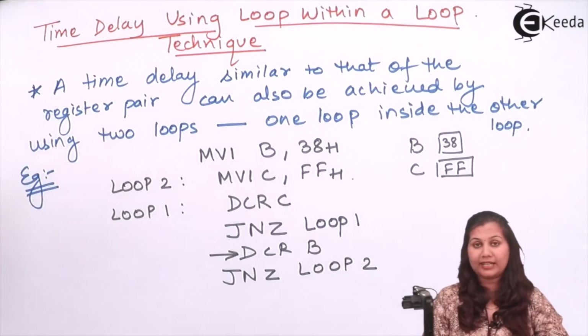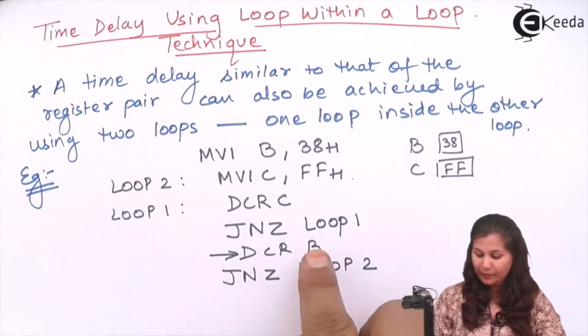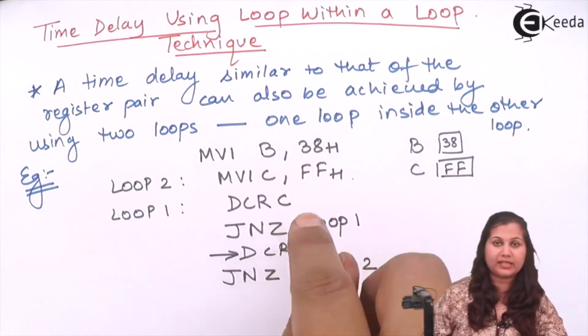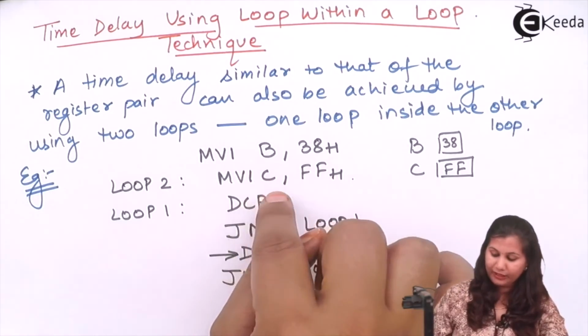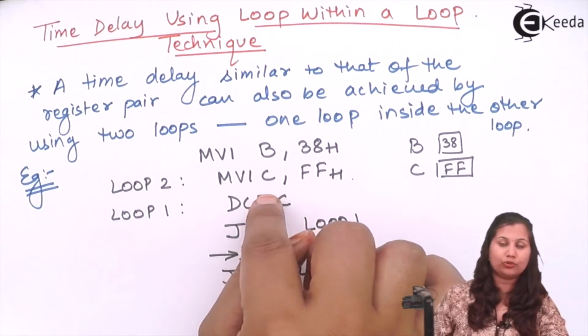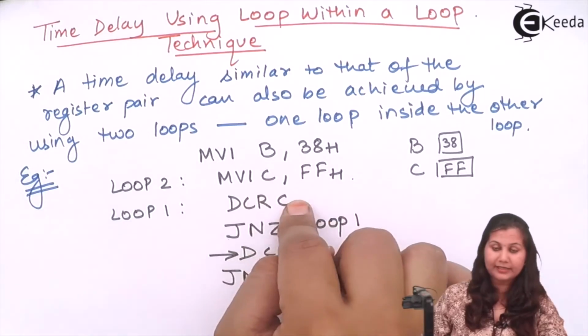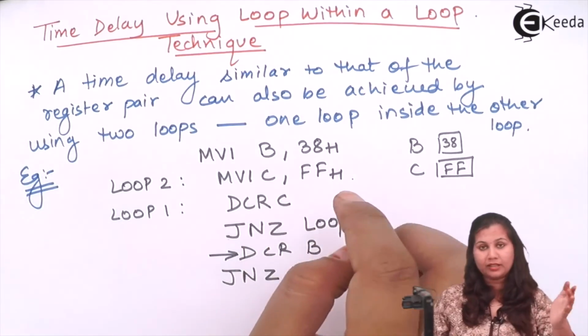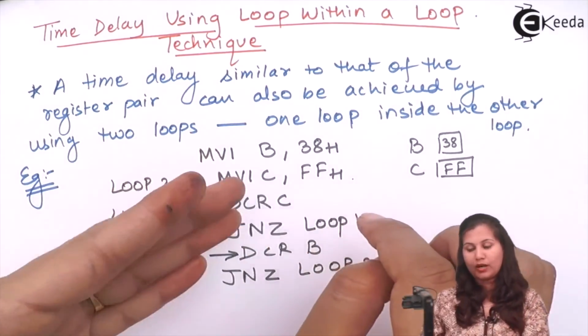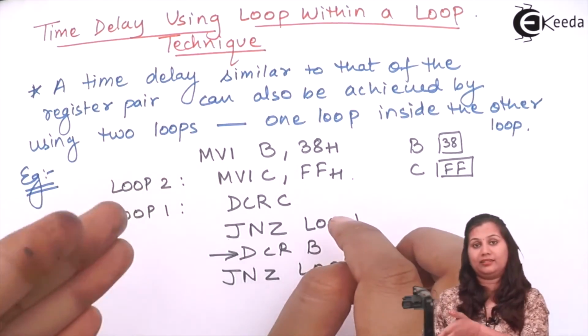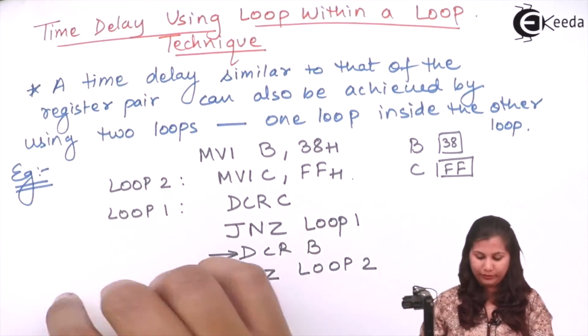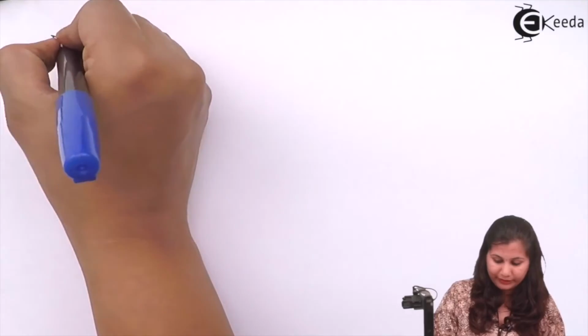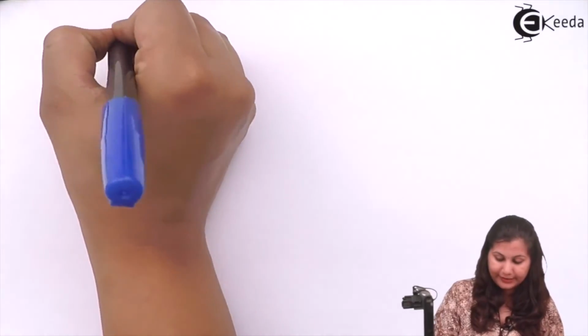So you can see that this is providing a very long time delay in the program, because every time the B is decremented, the C is initialized to 255 and the inside loop is repeated. So 38 times 255 times the inside loop is repeated. Now how can we calculate the time delay in this case? First we will calculate the delay in the inside loop.